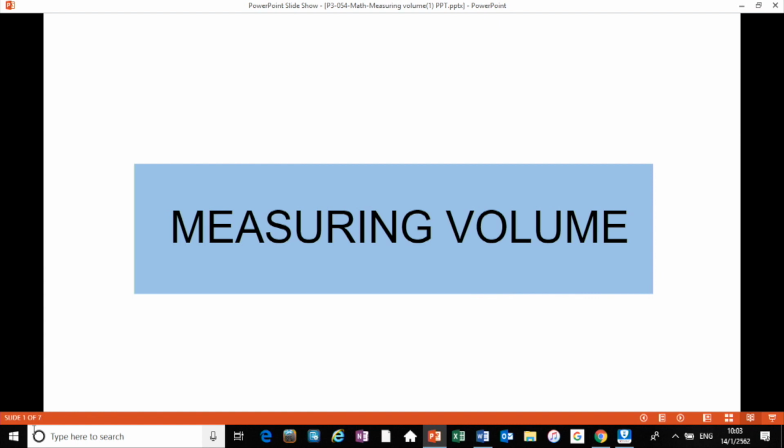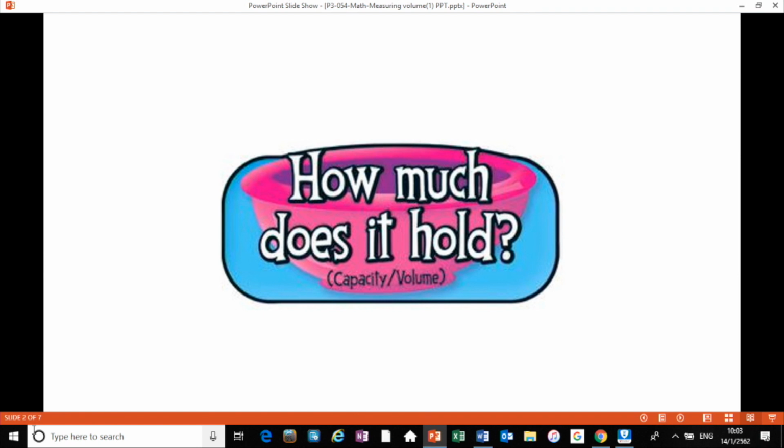Measuring volume. How much does it hold? And there's our 2 words again. Capacity: how much something holds, and volume: how much of something. Excellent, guys. Well remembered.